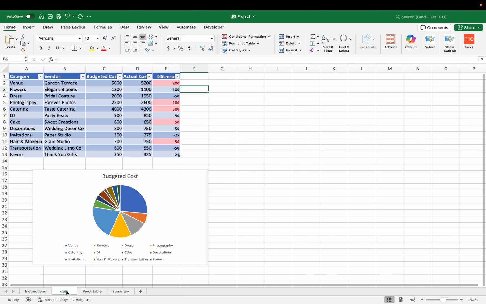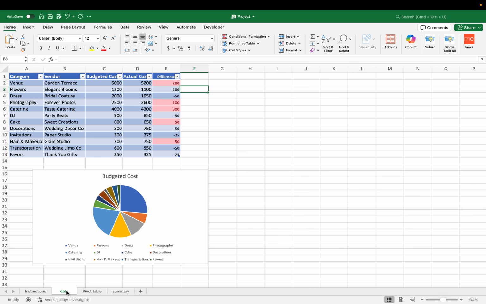So this first tab is the data, which contains all of the original information for the wedding expense. Each row represents a different wedding category. As you can see, there's venue, flowers, dress, all of the things. The columns organize the information into several fields. So the first column shows the category. Next is the vendor, like where you got it from.